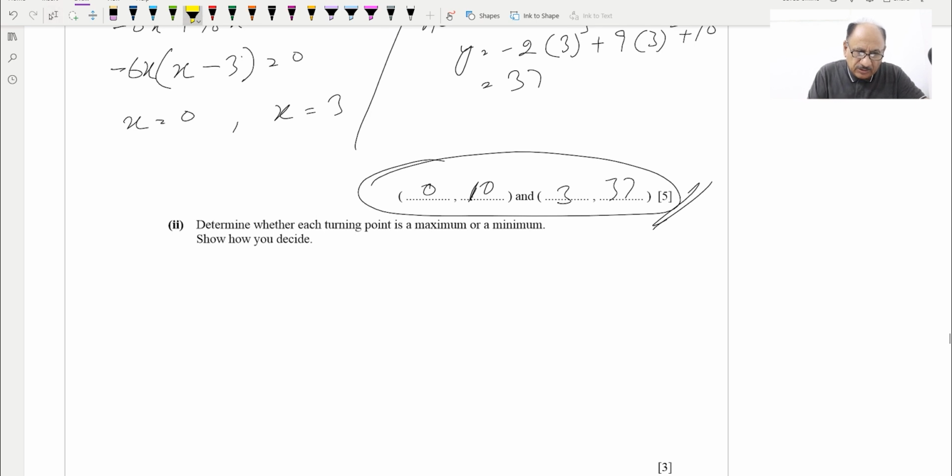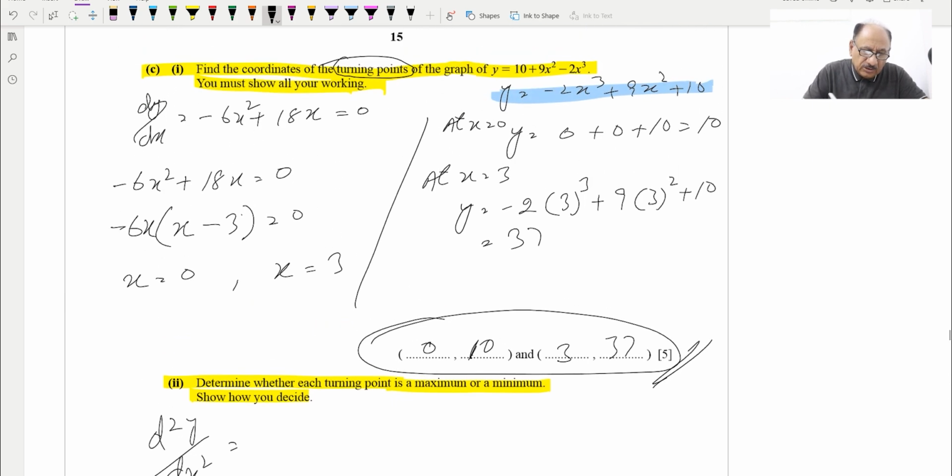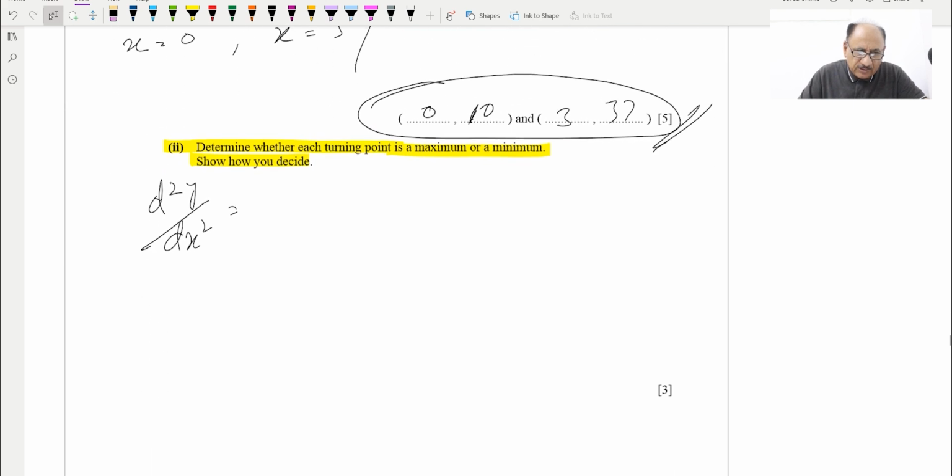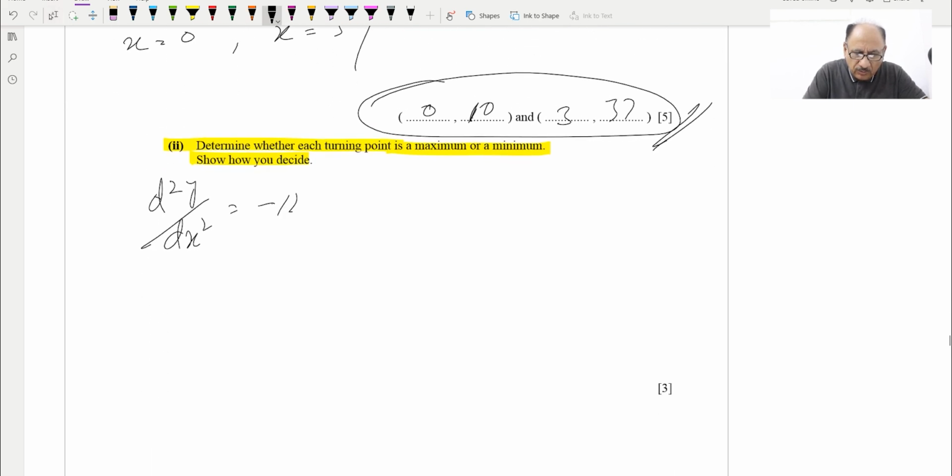Now, next part, they're saying determine whether each turning point is maximum or minimum. Show how you decide. So we'll be taking the second order derivative test. So d2y over dx square is equal to, we will differentiate this once again, minus 12x plus 18. We will take both the x values. One x value will be 0, the second x value will be 3. We will be replacing one by one.